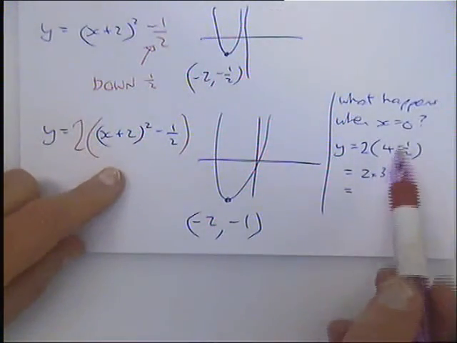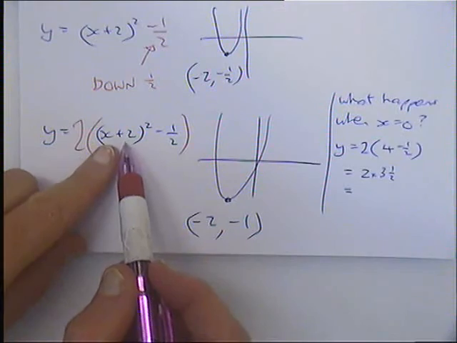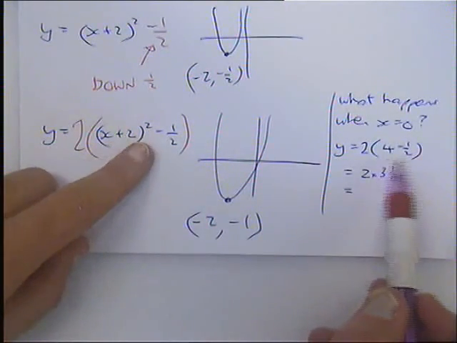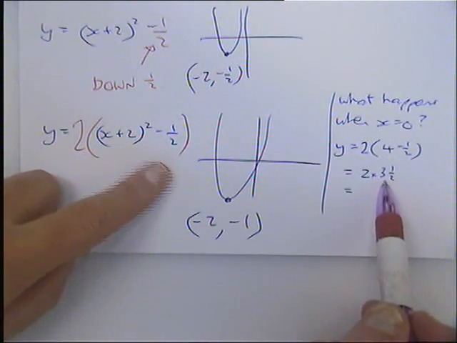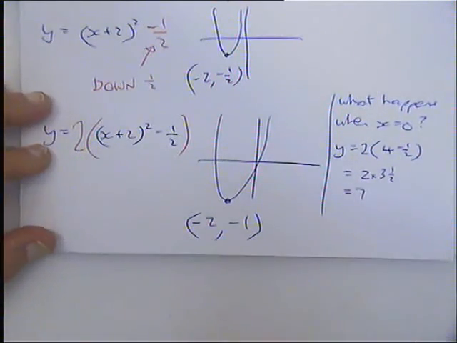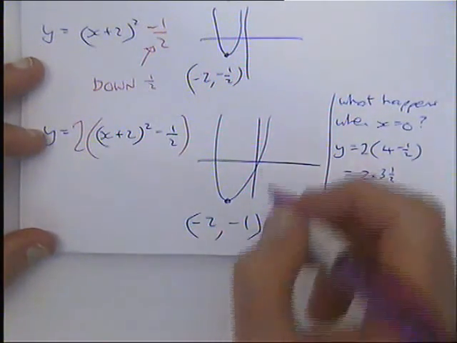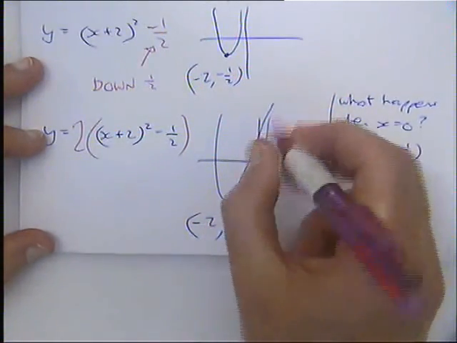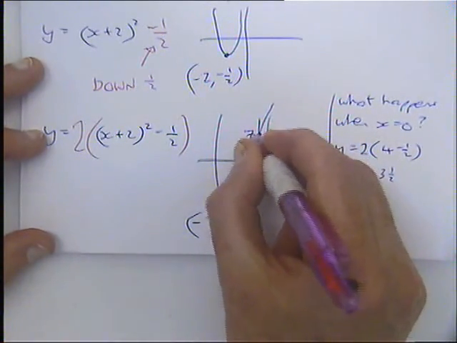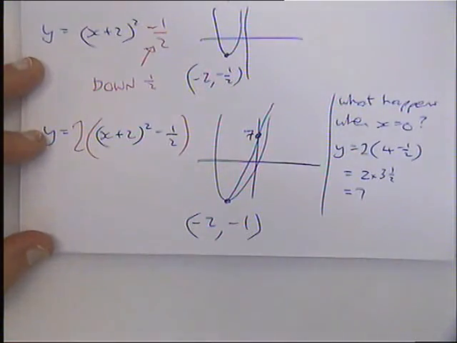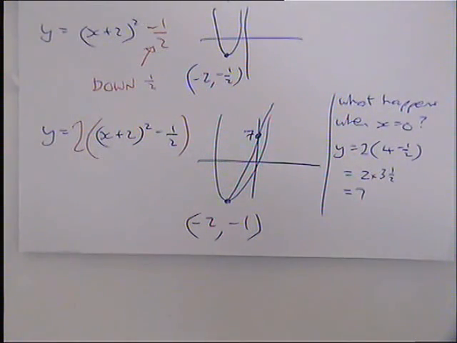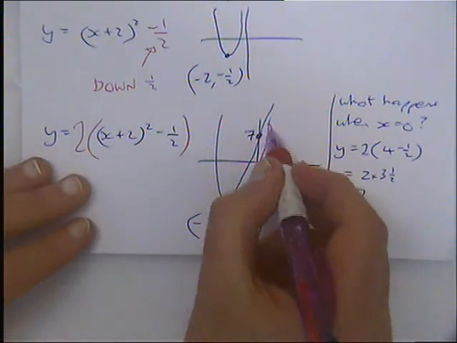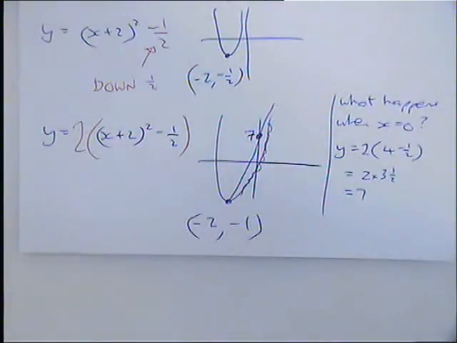So, substituting in x is naught, we get 2 squared, which is 4, take away a half, which is 3.5, times by 2, 7. So actually what should have happened here is that would have gone up there and crossed there at 7. Okay, so you can worry about that afterwards. You can just improve your diagram afterwards. So we've got the vertex there, we'll scrub that bit out, actually crossed the y-axis at 7. Okay, just going to stop that video there.